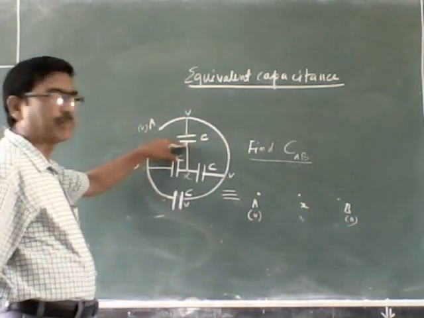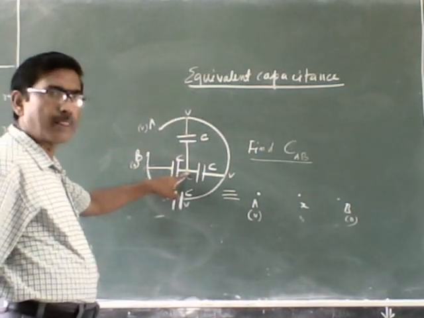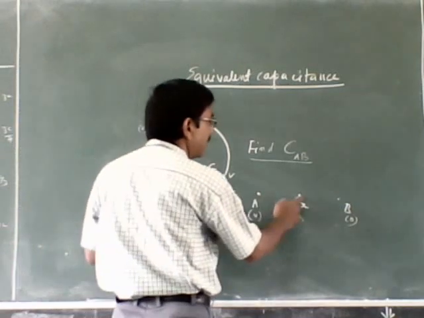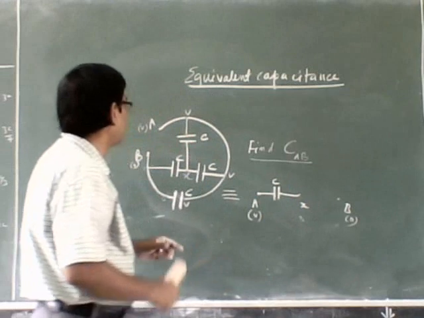Okay, so this is the first capacitor. It is connected between potential V and X. The capacitor is connected between V and X. Okay.